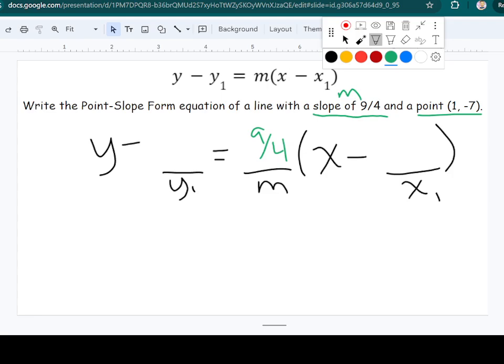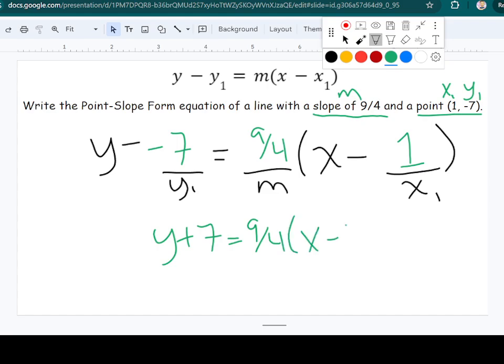And then we have a point, 1, -7, so that's x1, y1, because points x comes first. So the 1 just goes in normal. The 7, however, is negative, so it's going to turn into y minus -7, or y plus 7 equals 9/4 times the quantity x minus 1. You can write it either way, whether with the minus or the plus, whichever one makes more sense to you. I will kind of flip-flop between the two, although I'm more likely to use the plus sign.